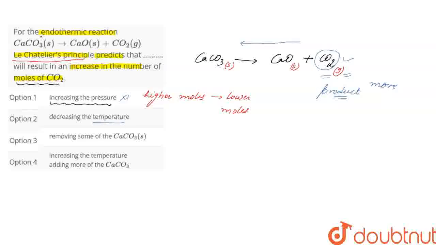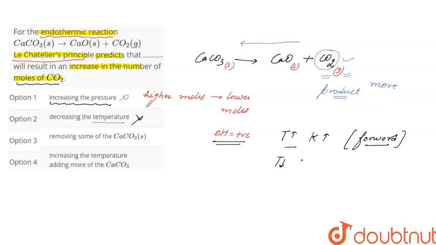As in the question, it is an endothermic reaction. That means delta H is positive, and according to Le Chatelier's principle, if the reaction is endothermic and we increase the temperature, the reaction rate constant increases. That means the reaction goes in the forward direction. But here we are decreasing the temperature. That means if we decrease the temperature, the reaction will go in the backward direction. In that case also, the number of moles of CO2 decreases, so this option is also incorrect.